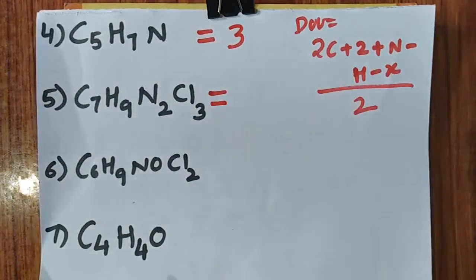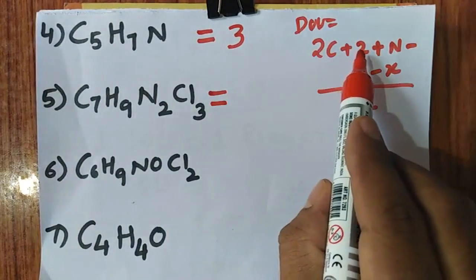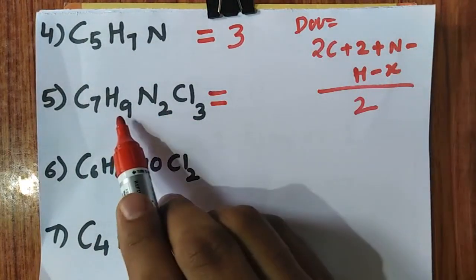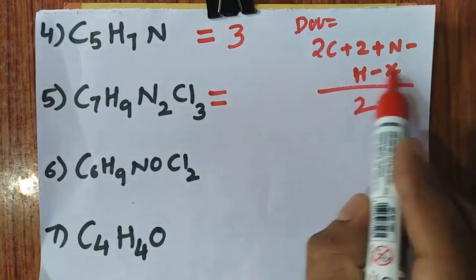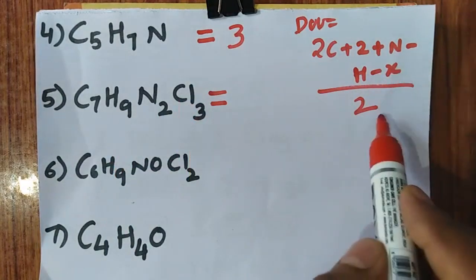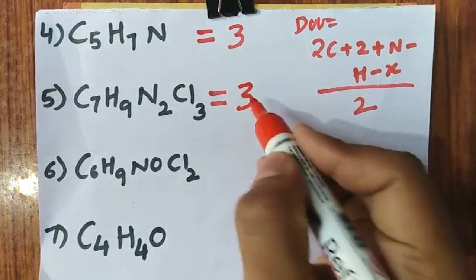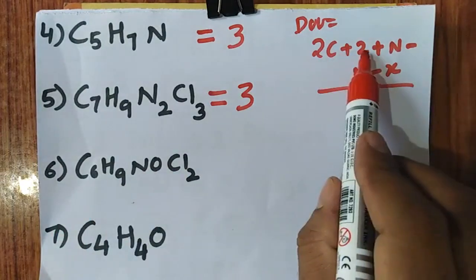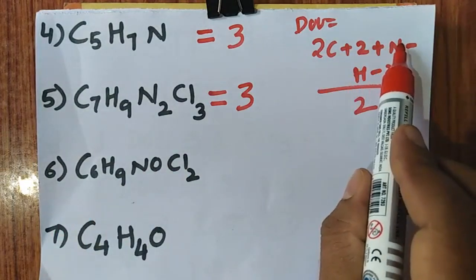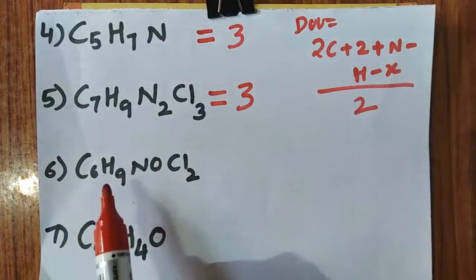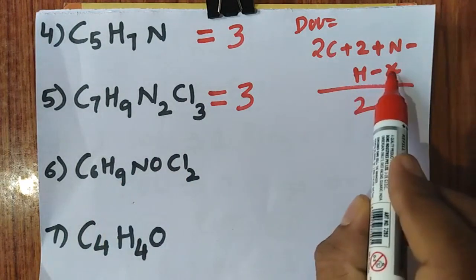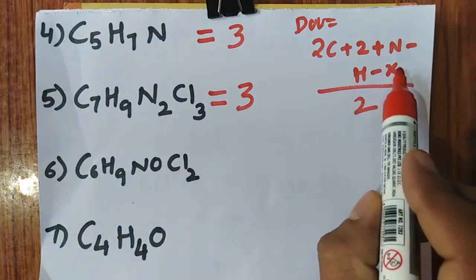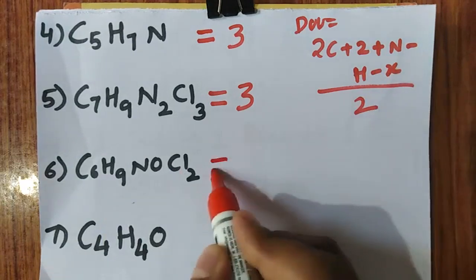In this case you calculate similarly. 7 times 2 is 14, plus 2 is 16, plus 2 nitrogen is 18, minus hydrogen 9, so 9. 9 minus halogen 3 is 6, divided by 2 is also equal to 3. Then C6: 6 times 2 is 12, plus 2 is 14, plus 1 nitrogen is 15, oxygen you cannot count. 15 minus 9, so 6, minus 2 because halogen is 2, is 4, divided by 2 is equal to 2.